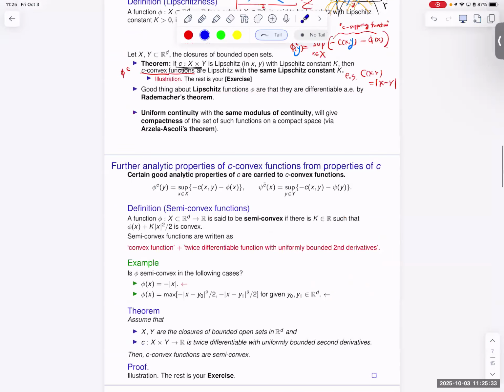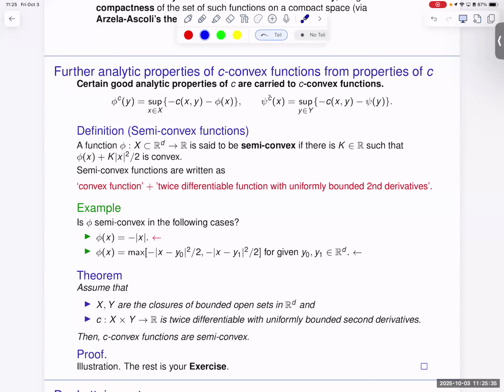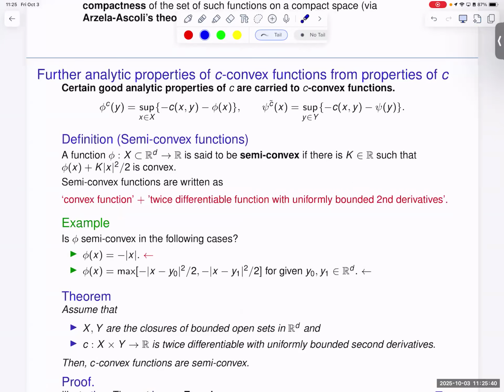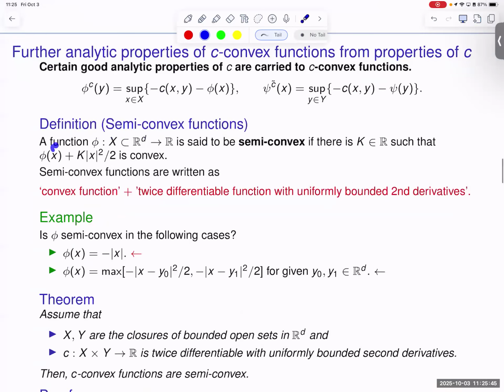Actually, you can consider a second order condition too, right? Something related to the second derivative. Okay, what is it? It's called semi-convexity. What is semi-convexity? So a function in R^n is said to be semi-convex if you can make it a convex function by adding a parabola function like this. Okay. So how bad your semi-convexity is depends on how large such a parabola function you need to put.